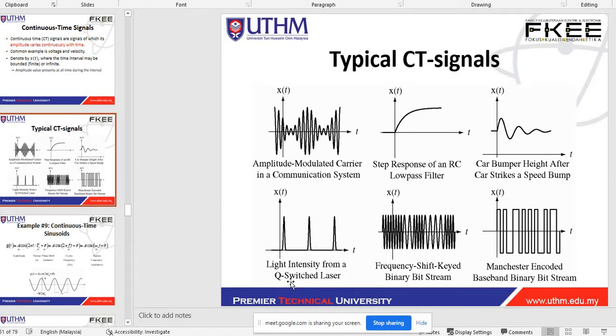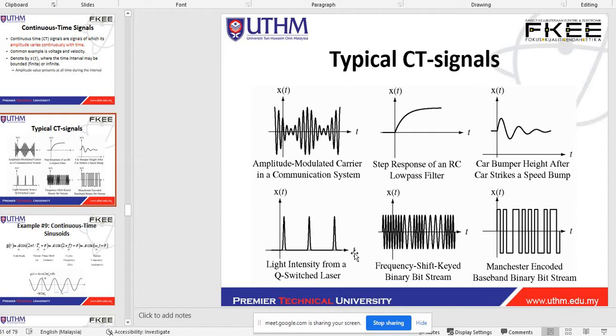And then light intensity from a Q switch laser. This is the light intensity. Another example, I would say the lighthouse. If you just stand at one location and you see the lighthouse, periodically you will see the intensity of light if you look at the direction of the light. Okay, this is the light intensity.